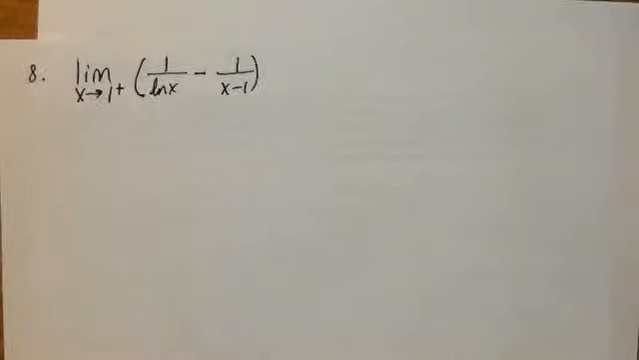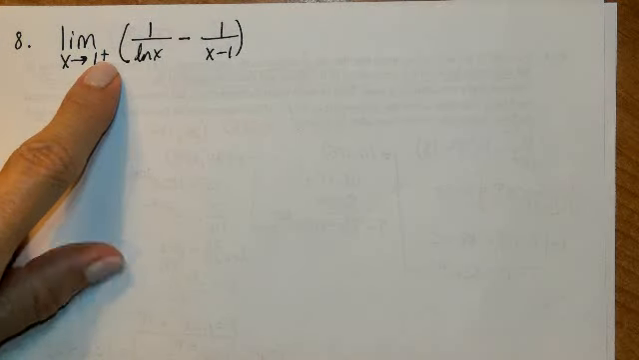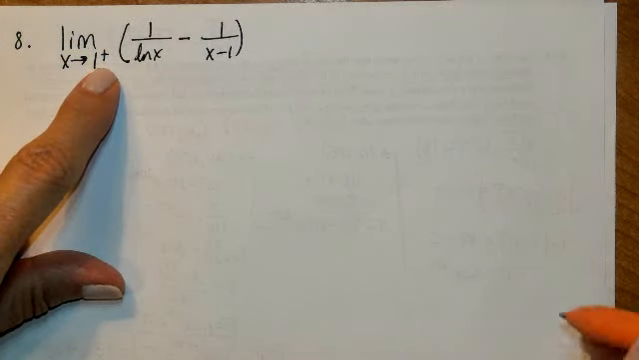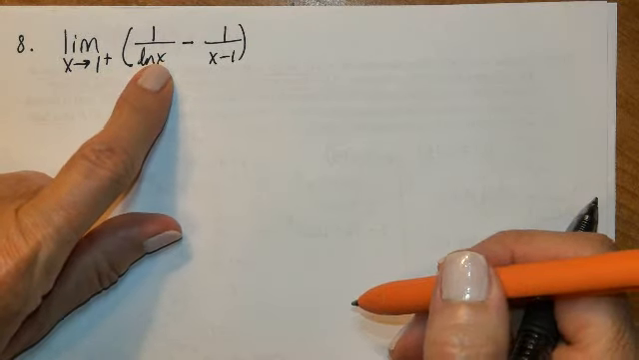Okay, number 8. Doing good. Limit as x approaches 1 from the positive side of 1 divided by ln x minus 1 divided by x minus 1. Oops, let me get back on the screen here. Okay. Plug in 1 from the right. That's like 1.000001.